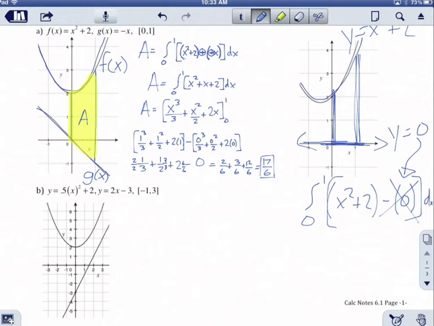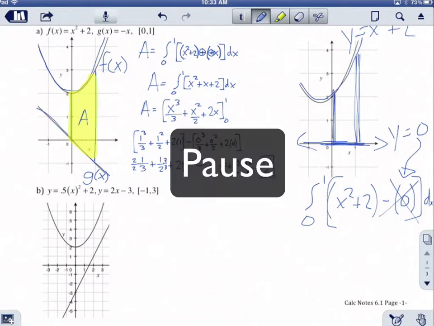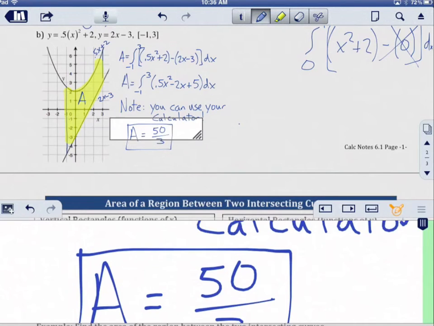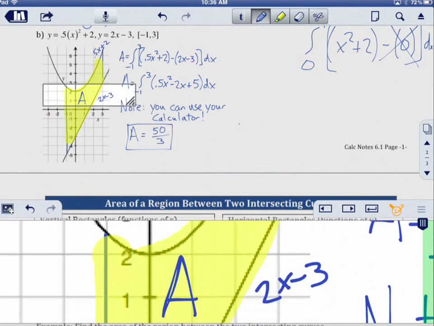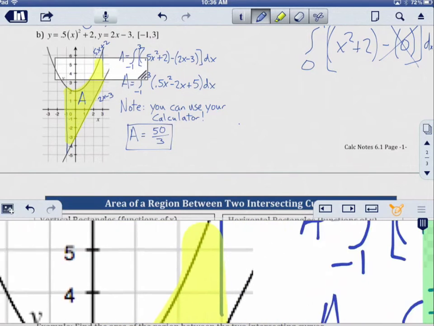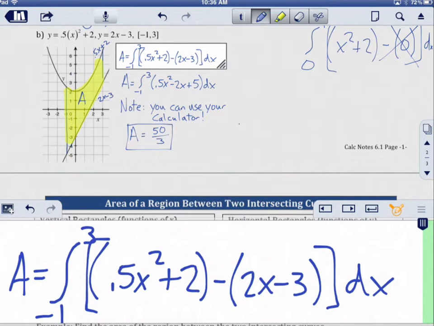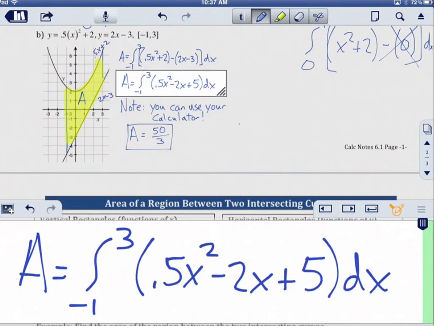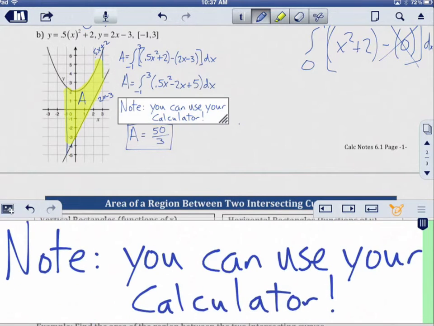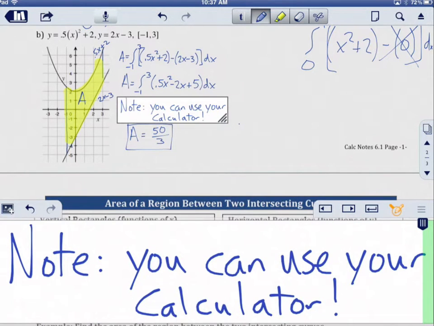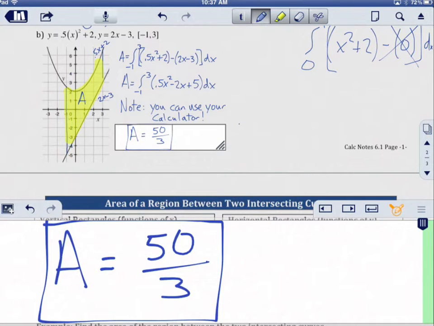I want you to try the next one on your own. Go ahead and pause the video and then come on back when you're done to check your work. Alright, welcome back everybody. So you should have blocked off this area right in here and set up your definite integral by taking the upper function minus the lower function, and then that reduces right there. And one note is that you can use your calculator to find these definite integrals. So just use FNINT or whichever method you prefer, but you should have come up with an area of 50/3.